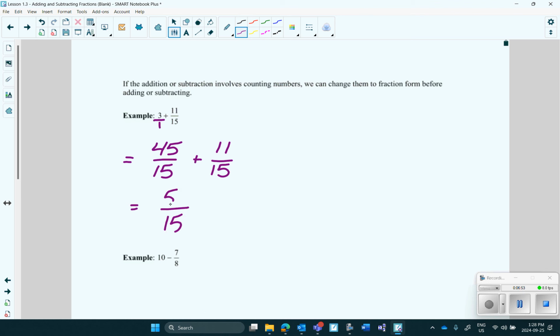Yep. And now I'm going to see, can I reduce it? Well, I can't reduce it by an even number because one of them's odd. Which means maybe 3. You can't do it by 3. Yeah, you can't do it, so we're done. That's as far as we can go.